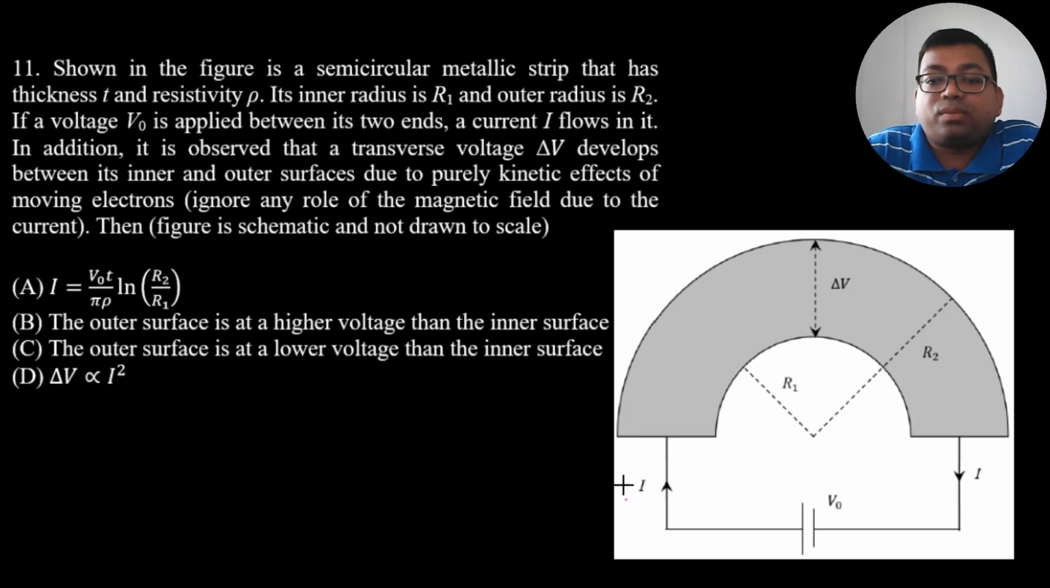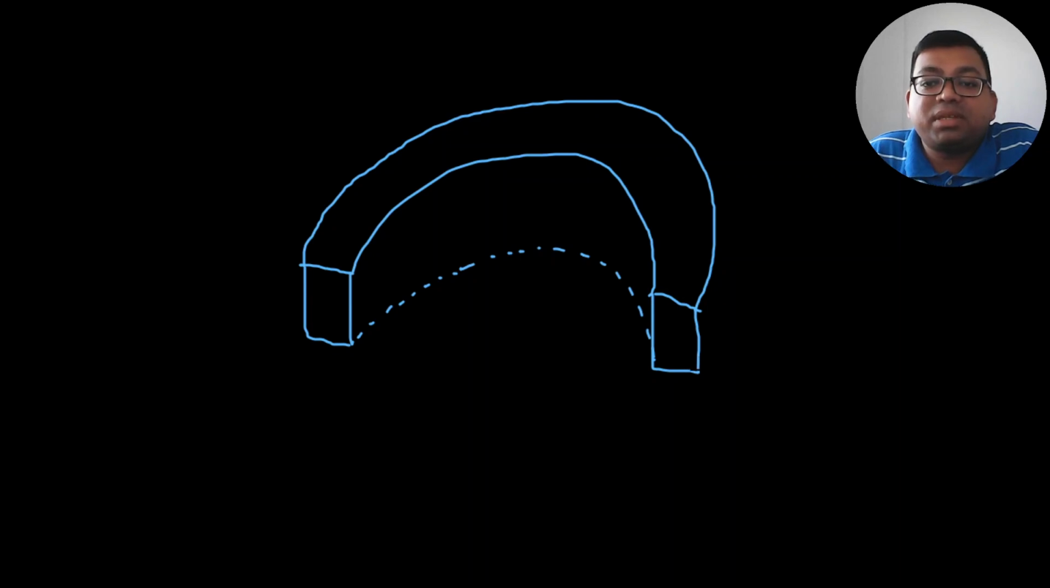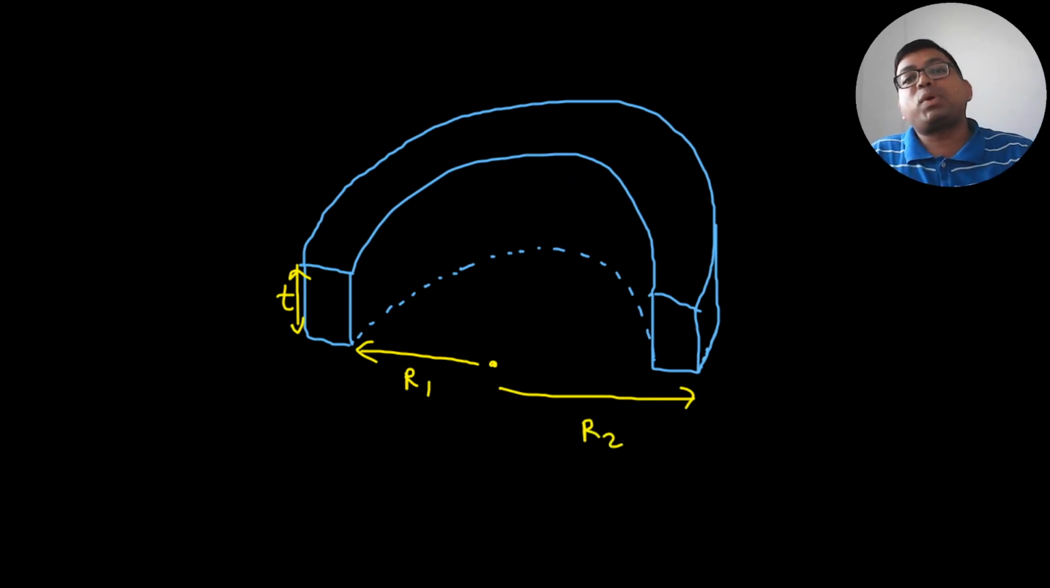So we will first make a rough diagram of this semicircular metallic strip, like this, and I can make the thickness also. It's just like a U-shaped magnet, isn't it? Of course this shape is semicircular, and this is the inner base. Now the thickness T is given. This is the thickness T, and this is, let us say, the center. From there this radius is R1, and the outside radius is R2. This material has a resistivity of rho.